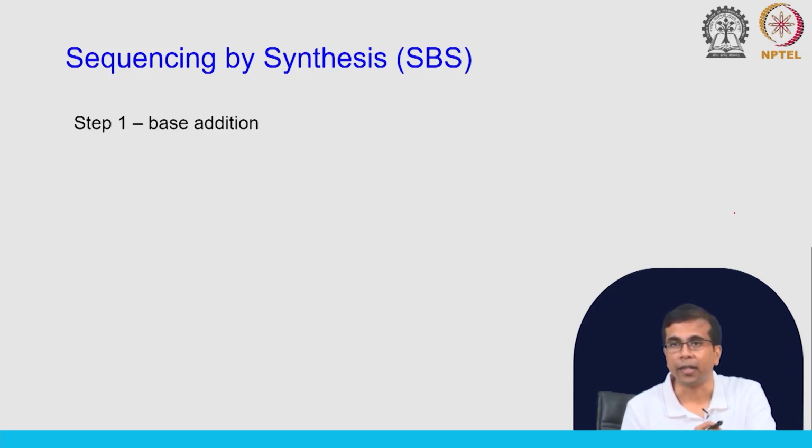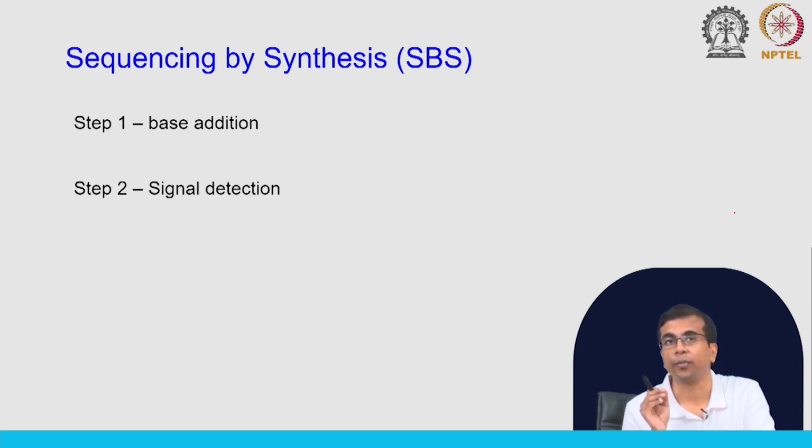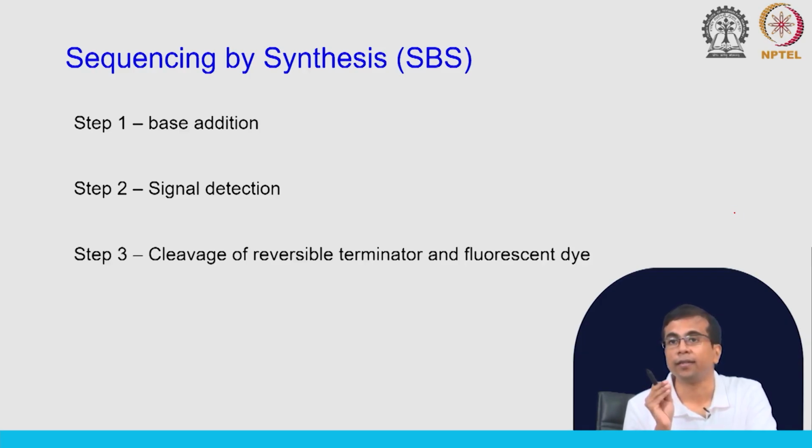So, there are multiple steps. The first step is the base addition, I will illustrate in a moment, where these dNTPs are added, and then the second step is the signal detection, where there is an optical detector that can read the fluorescent signal that is present and identify the base. And then the third step is cleavage of the reversible terminator and fluorescent dye. So, the dye from the already incorporated base is washed out.